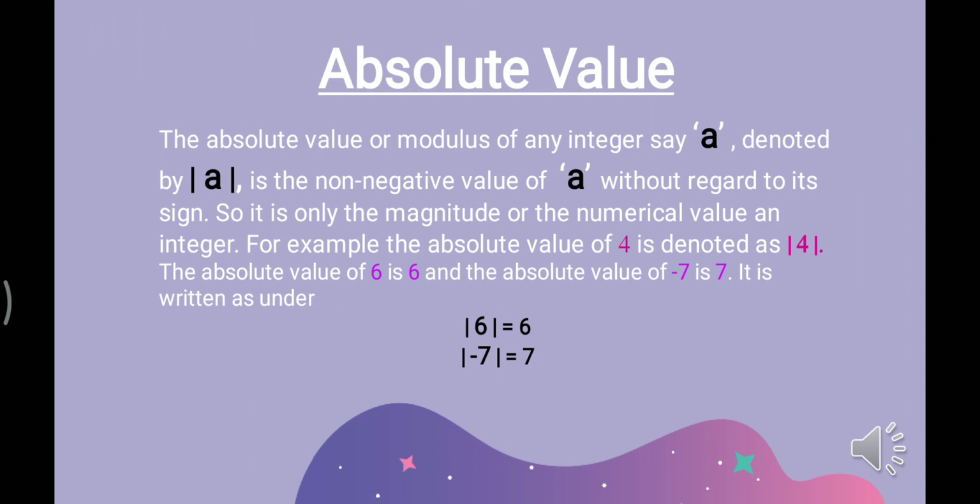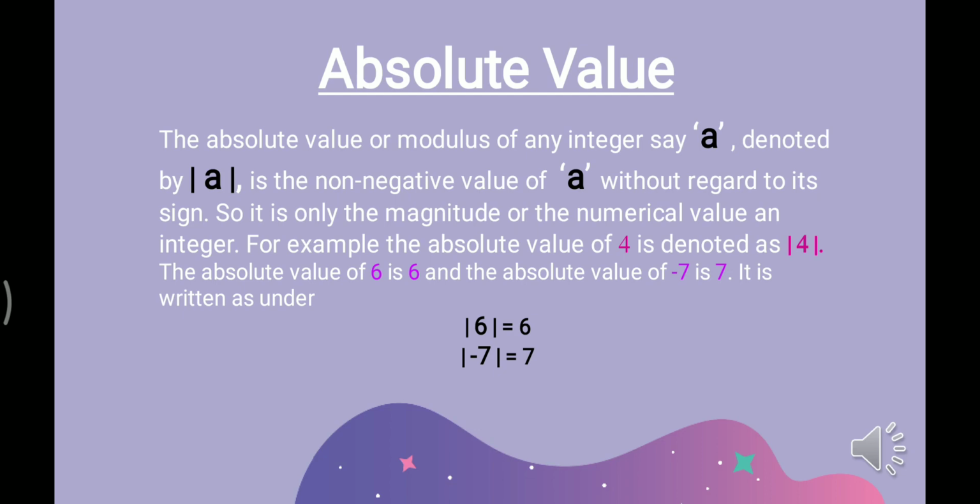Absolute value of any integer is its magnitude, or you can say it is the numerical value of any number regardless of its sign. So for example, if we have a number minus 7, its magnitude is plus 7, or simply you write it 7. Similarly, the magnitude, or the absolute value, of 6 is 6. Since the number is already positive, its absolute value will also be a positive number.